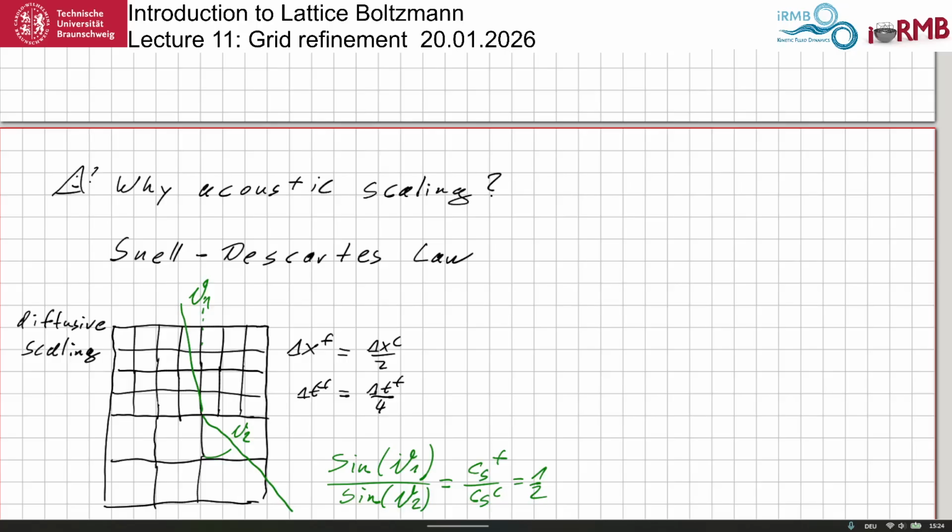So if you use diffusive scaling in a grid interface, what will happen is that you have a reflective interface, because in lattice Boltzmann, even though we don't usually care a lot about the sound waves, we still have linear sound waves, and they are actually pretty accurate, amazingly accurate. So you can simulate an organ pipe, and the sound that comes out will be.